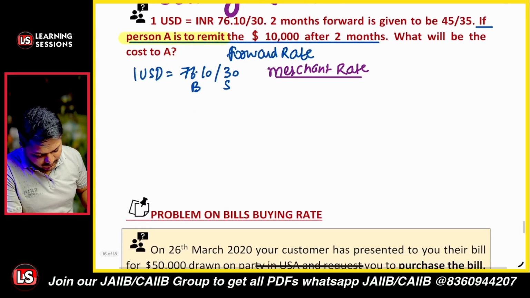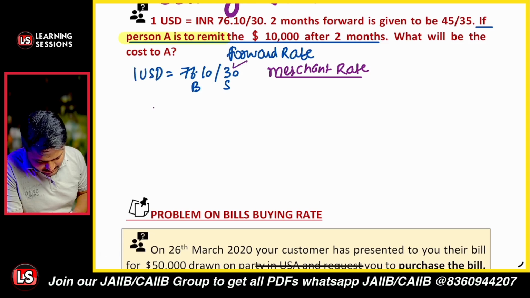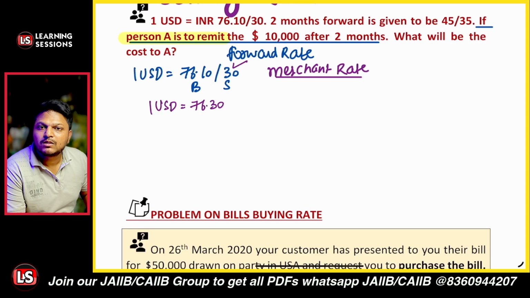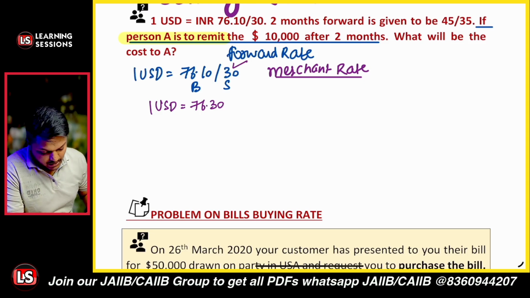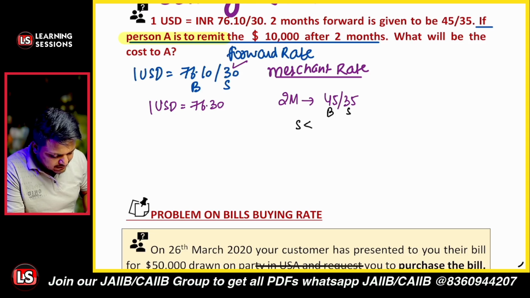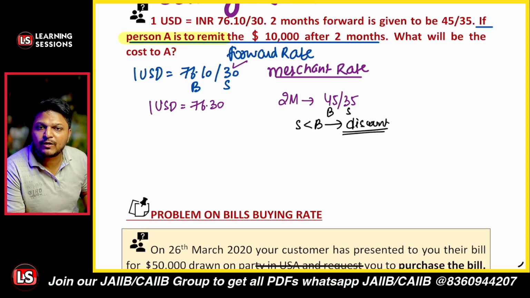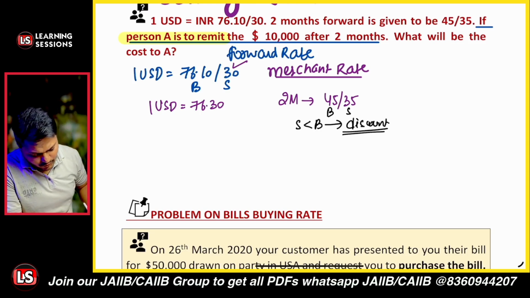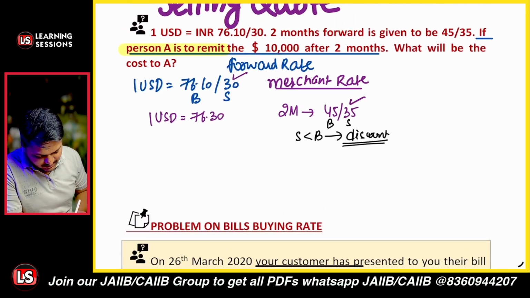So it will be the selling quote which will be given, and the merchant rate is applicable. So we'll be looking for this price, that is 1 USD is equal to 76.30. So this rate will be applicable. Okay. And the forward points are also given. The 2 month forward points are given to be 45 slash 35. Means what? These are the buying forward points, these are the selling forward points. And I told you, simply, if the selling forward points are lesser than the buying forward points, it means the currency is available at a discount. And if the currency is available at a discount, then the forward points are to be subtracted. Now in this scenario also, which forward points? Selling forward points, that is 35.